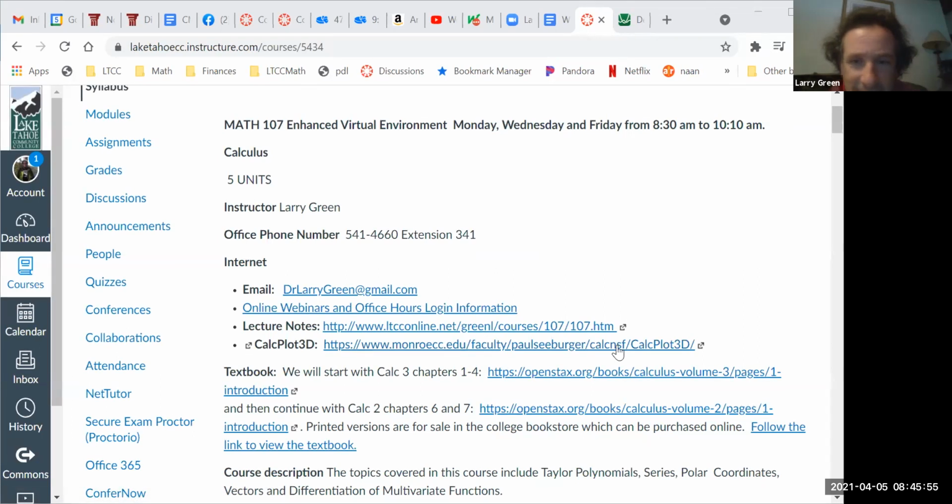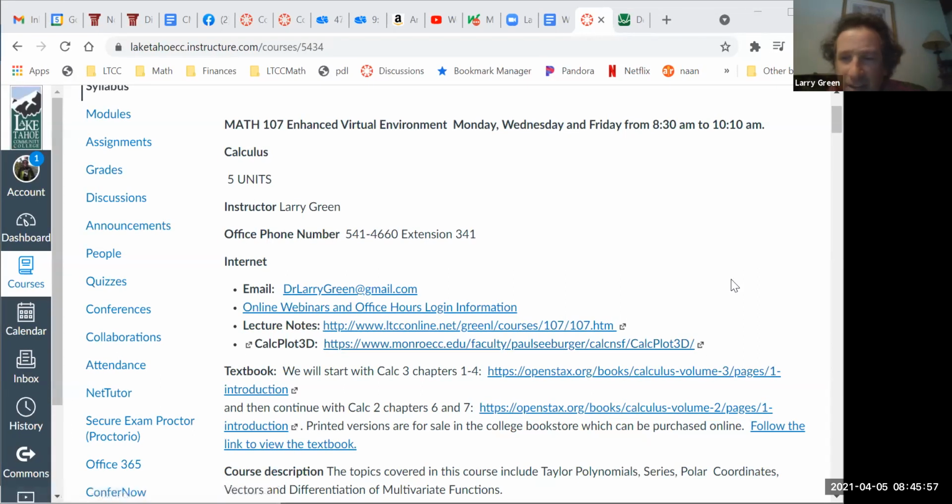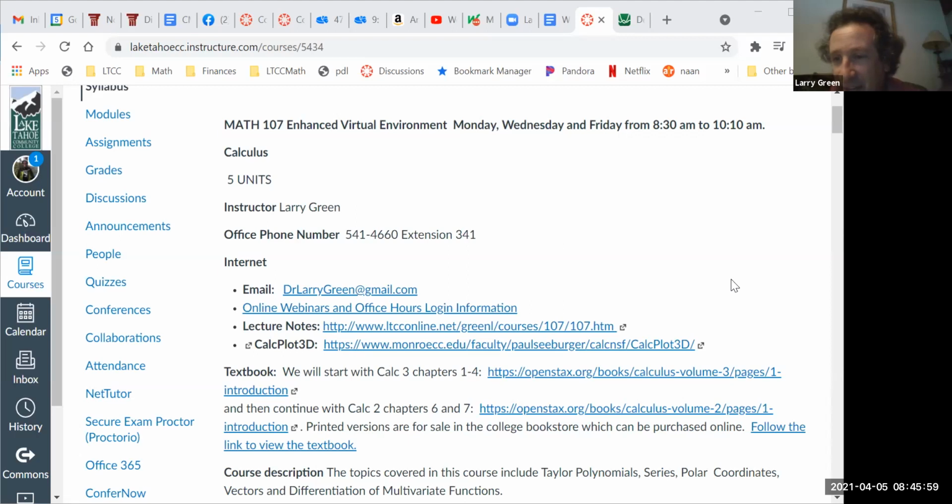I do have a link to CalcPlot 3D. I don't have Desmos because I figured probably all of you know Desmos now, but CalcPlot 3D is the 3D stuff. We're actually going to go into reality this quarter, right? I don't know if you realize, but we do not live in a two-dimensional world. And everything you've been doing in math has been the XY plane. Do you agree?